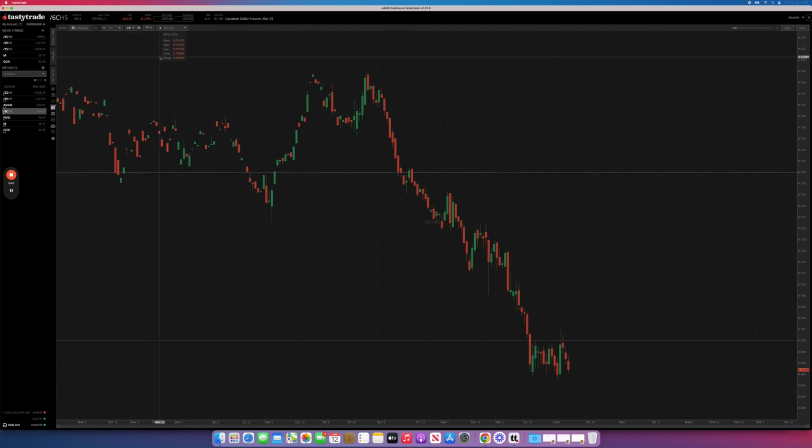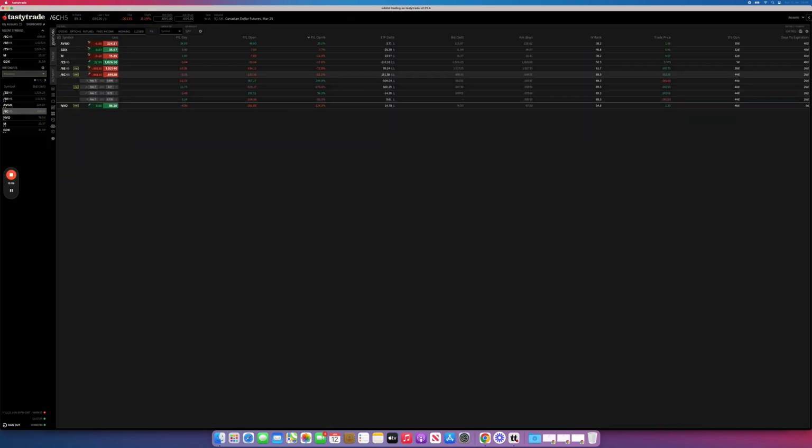Remember, when you are writing options contracts, we typically have 70, 80, sometimes 90% probability of success, but that does mean 10, 20, 30% of the time positions will move against you. And this is an example of one of the times where a position might move against you. So we still got plenty of time left, so I'm not really too worried about Canadian dollar futures.